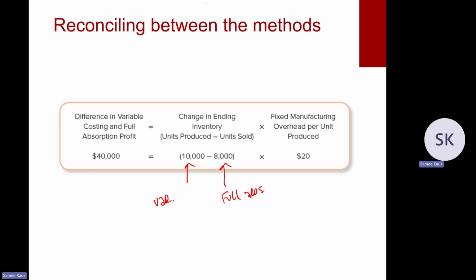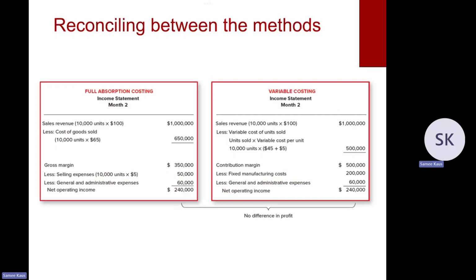So now I ask, what if I sold 10,000 and I produced 10,000? I sold the same amount that I produced. Well, there's going to be no difference, right? And why is there no difference? Because I'm recognizing the full fixed manufacturing cost in both full absorption and under variable costing.